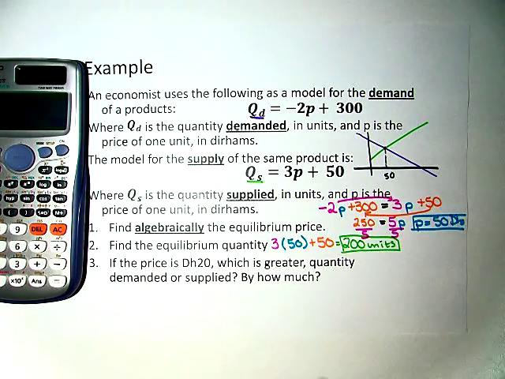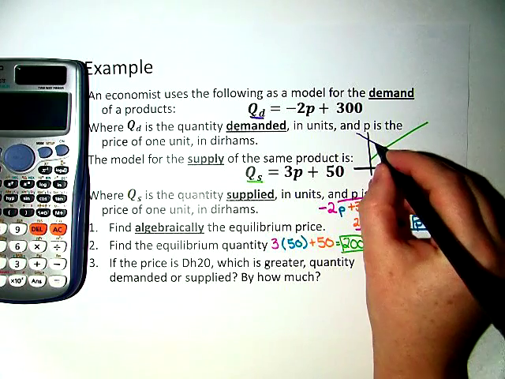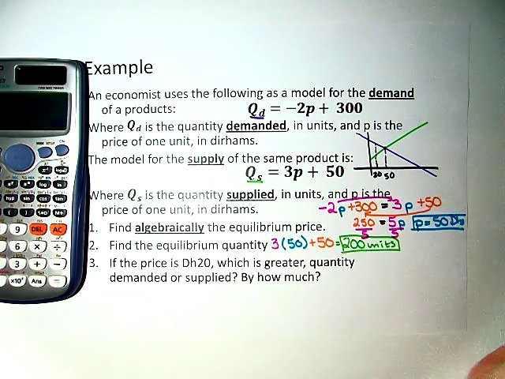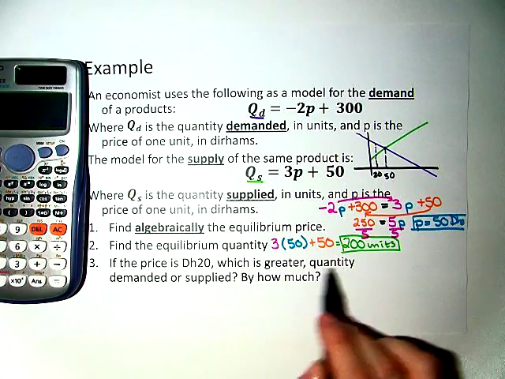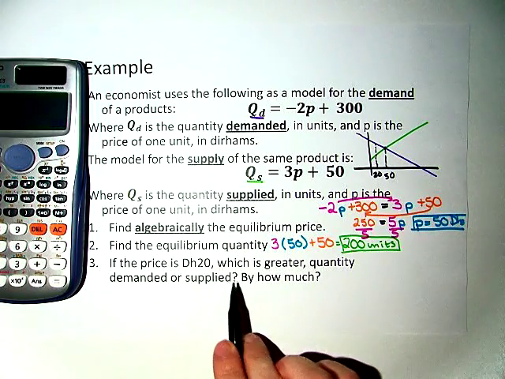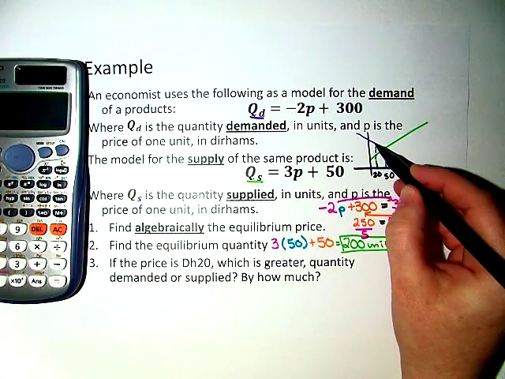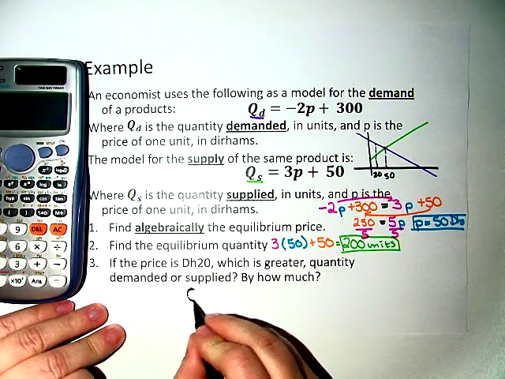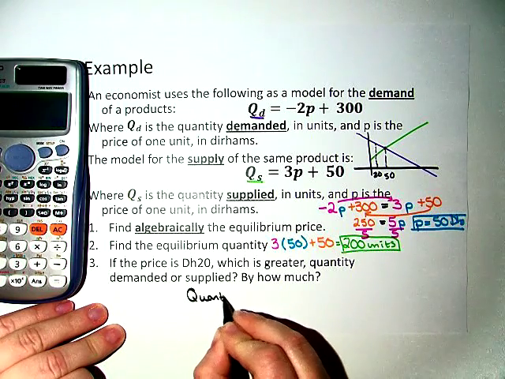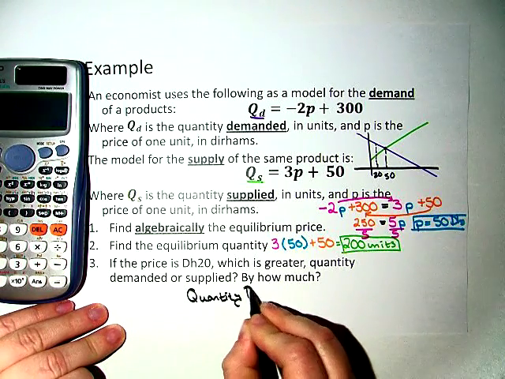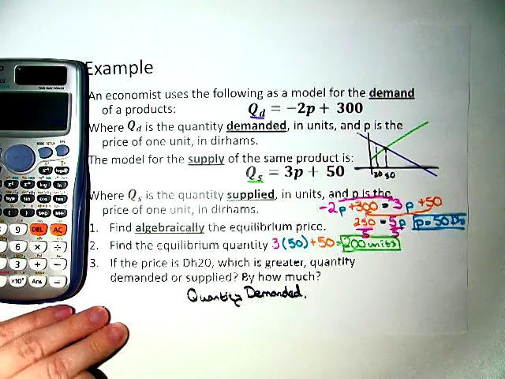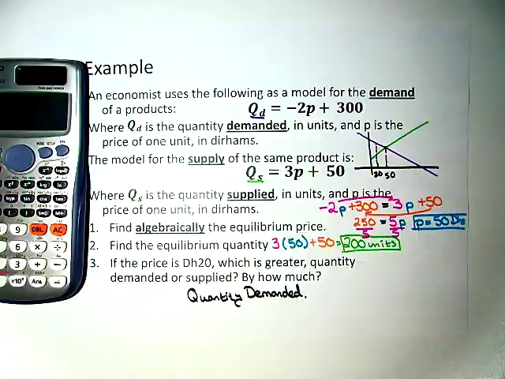So if the price is 20, so if we do the price here at 20, which is greater, the quantity demanded or the quantity supplied? So which graph is greater, the purple or the green? And in this case, we can say the quantity demanded. Then it says by how much. Well, now we need to plug it in and solve.